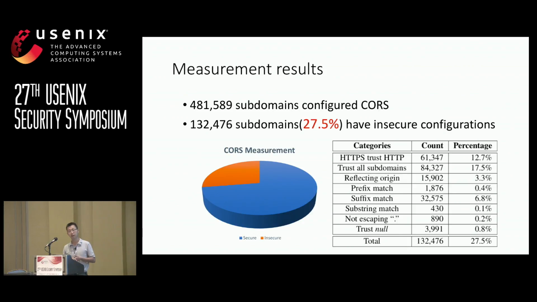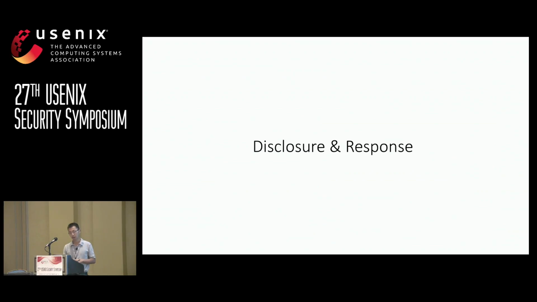Totally, we found 400,000 subdomains configured with CORS, and about 27% of them have insecure configurations. These are very important, popular websites because they are in the Alexa top 30,000 websites. So the CORS misconfiguration problem is widespread in the current internet.